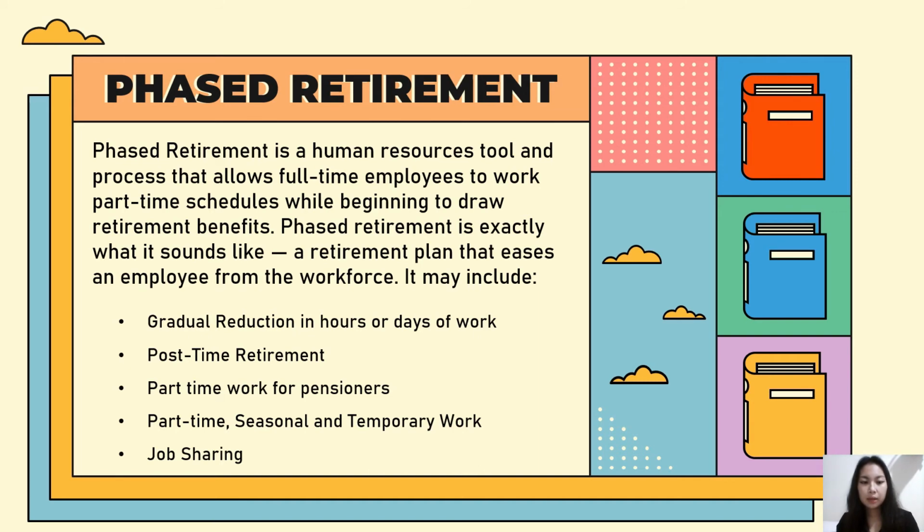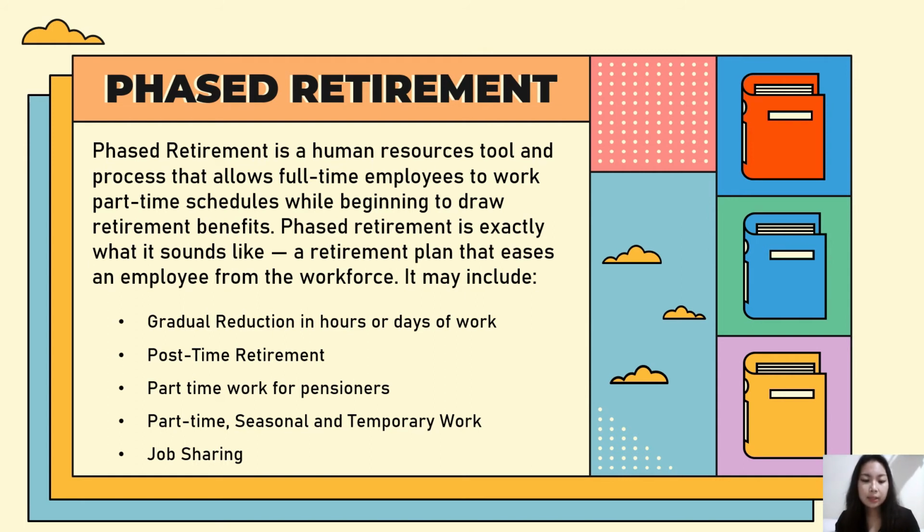So, a paced retirement includes a broad range of employment arrangements that allows an employee who is approaching retirement age to continue working, but with a reduced workload, and eventually transition from full-time work to full-time retirement. A paced retirement may include a pre-retirement, gradual reduction in hours or days of work, post-retirement part-time work for pensioners who wish to remain employed, and part-time, seasonal, and temporary work or job sharing are also work arrangements that can be a form of paced retirement.